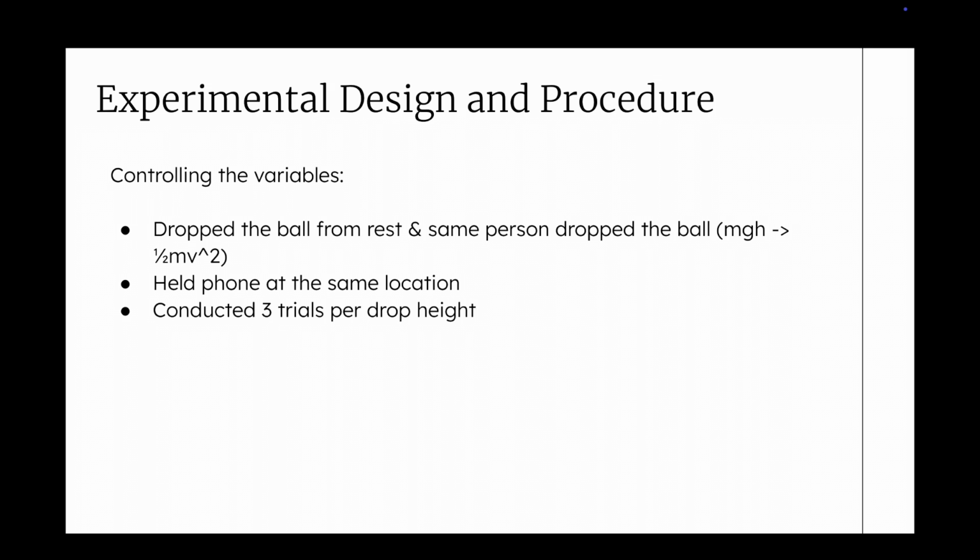And then we also had the same person drop the ball each time. That way we were able to consistently measure the drop height from the meter stick. We supported this by having the same person record our experiment from the same exact location. That way we were not moving the camera up or down, and we weren't changing the overall angle at which we viewed the experiment. And finally, we also conducted 3 trials per drop height. That way we could ensure that our data had as little human error as we could get it to be.